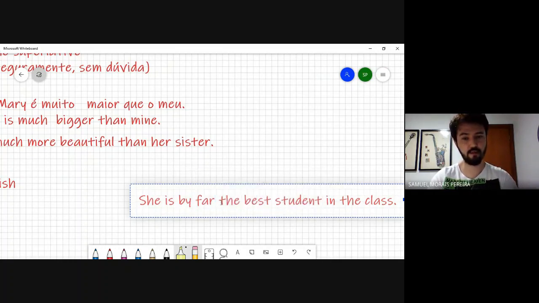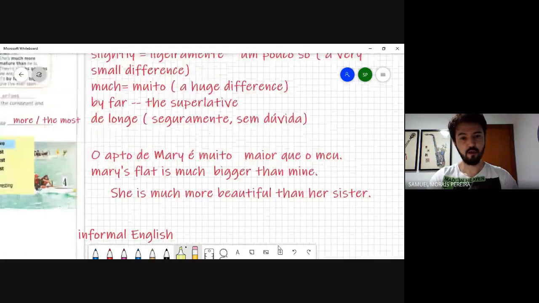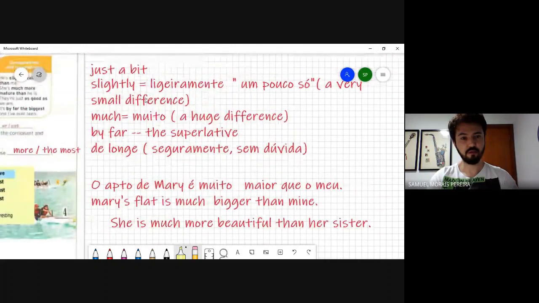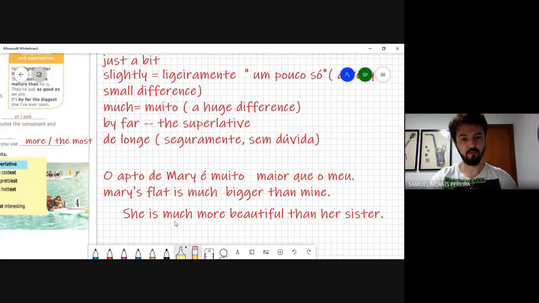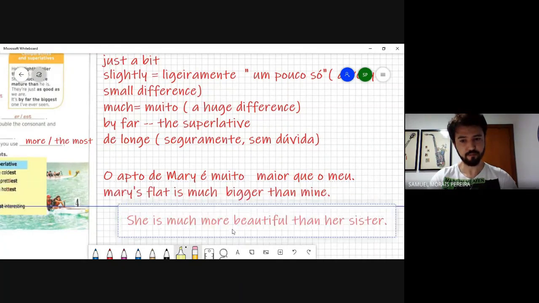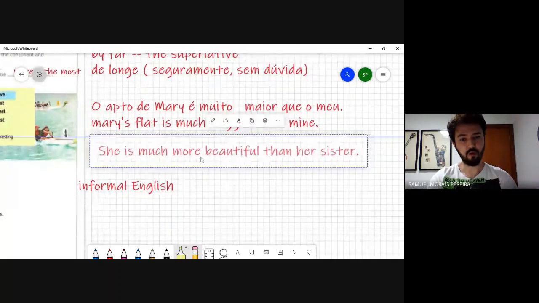Entendeu, Anderson? Entendi. Então, vamos voltar aqui para o meu que eu ia falar. Ó. Vocês entenderam? Quando a diferença é pequena, vocês vão usar slightly. Quer dizer, um pouco só. Quando a diferença é muito grande, vocês vão usar o much. Tá bom? Much. Isso no comparativo, né? Ó, tô comparando uma com a outra. Agora, em inglês informal, pay attention.